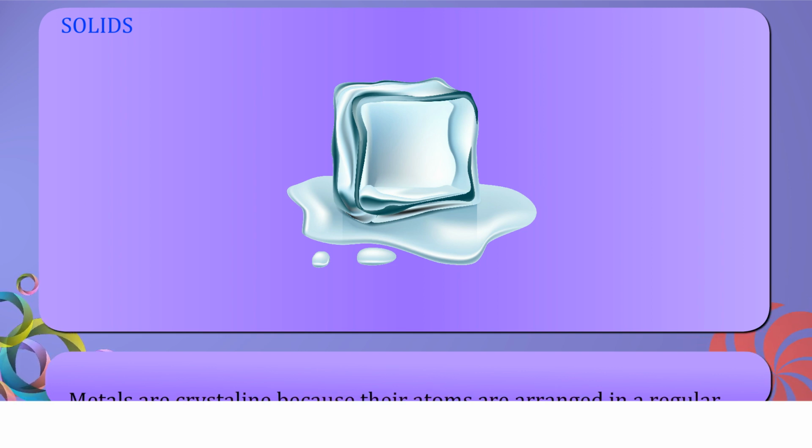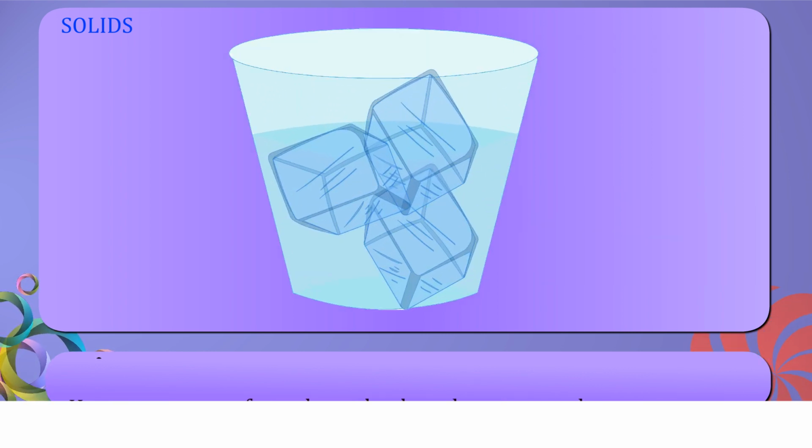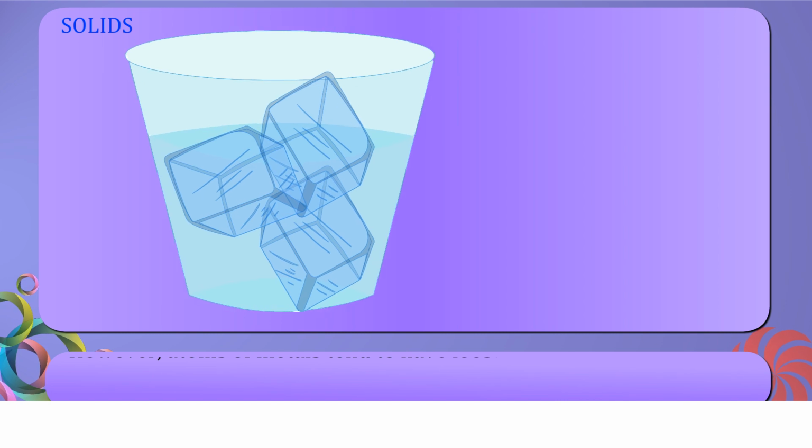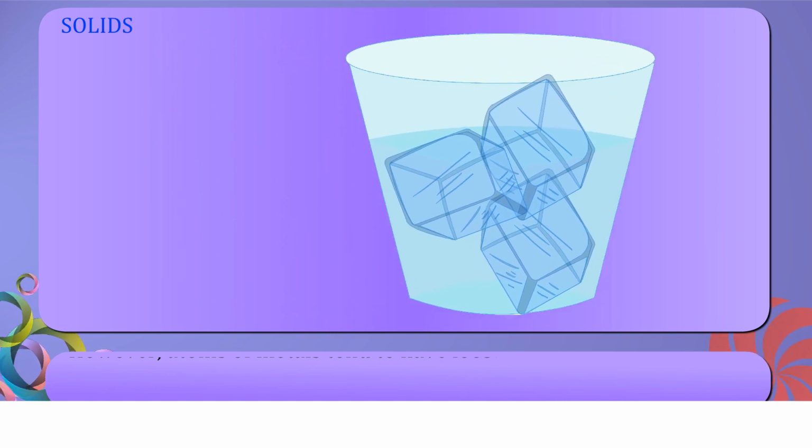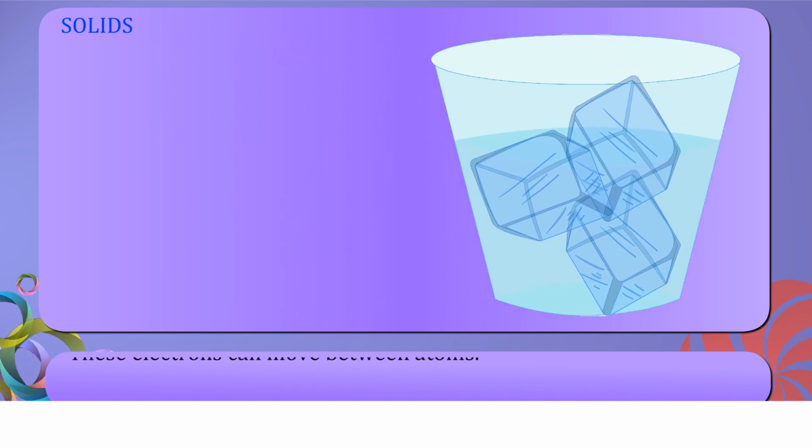Metals are crystalline because their atoms are arranged in a regular sequence. However, atoms of metals tend to have loose outer electrons. These electrons can move between atoms. This causes the metal to conduct electricity.